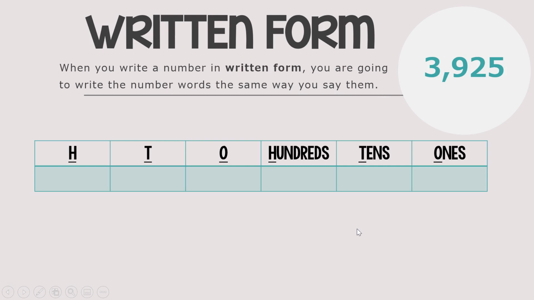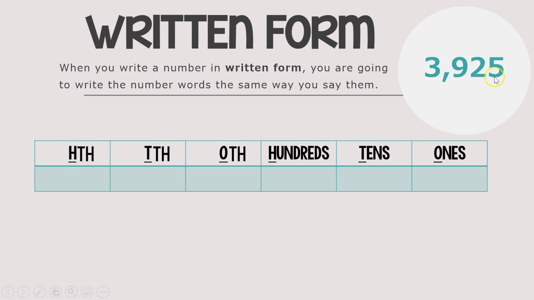When you write a number in written form, you're going to write the number words the same way that you see them. So again, to start, we're going to start by making our HTO chart. So we have our first period, hundreds, tens, ones, and we have our second period of hundreds, tens, ones. But we need to make sure that in our second period, we add the thousands to make this 1,000, to make this 10,000, and to make this 100,000.